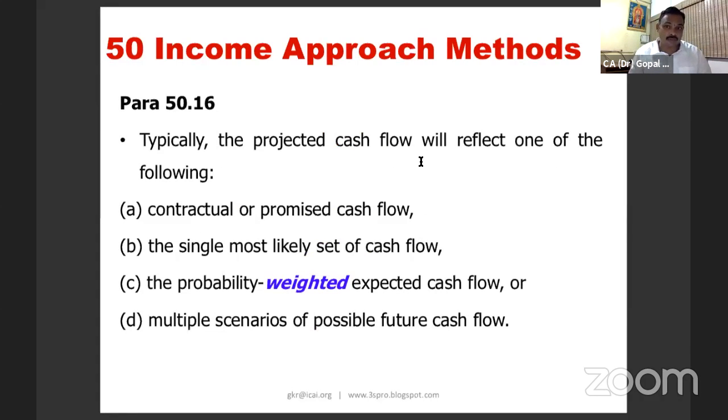Typically, the projected cash flows will reflect one of the following. What is the promised cash flow? Single most likely set of cash flows. Probability weighted expected cash flows.